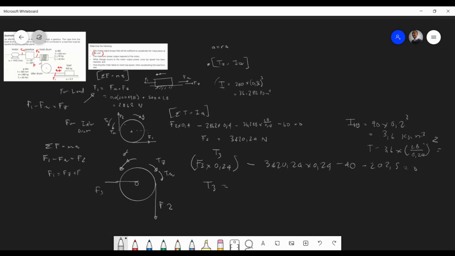What torque do you guys get? Sorry, so where is that 40 and 202.5 from? Oh, what's going on here?